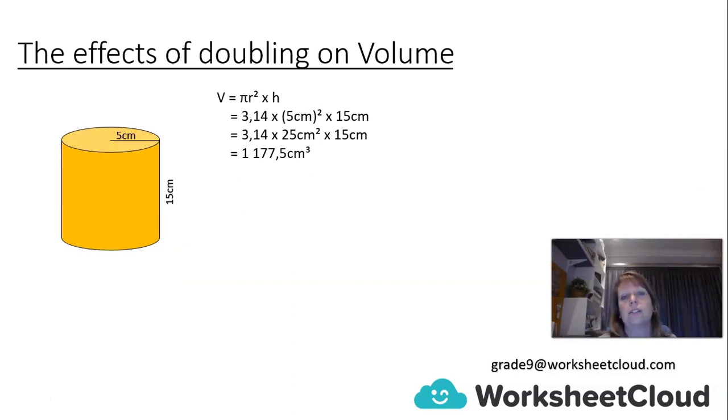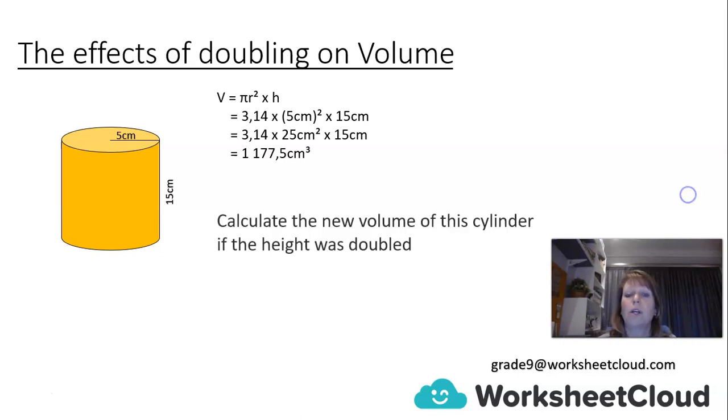We now are going to double one of the measurements. Let's see what it asks us to double. So it says calculate the new volume of the cylinder if the height was doubled. So we know our height is 15. Double 15 is 30. So we're going to work with exactly the same formula as we did in just working out the original volume, as you can see here. But instead of doing 15 here, we are going to do 30.